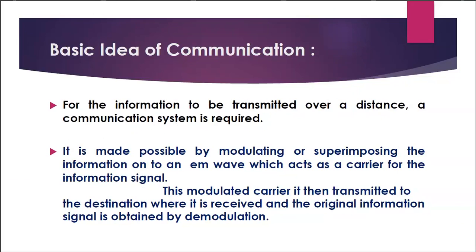Suppose you want to transmit a particular signal from Ahmedabad to Surat, let's say. So you require a system. Via the system only you can transfer that particular signal, which is in the form of information, to the other side over a certain distance. Ahmedabad to Surat, let's say 230 or 240 kilometers. So you require a system basically to transfer that.